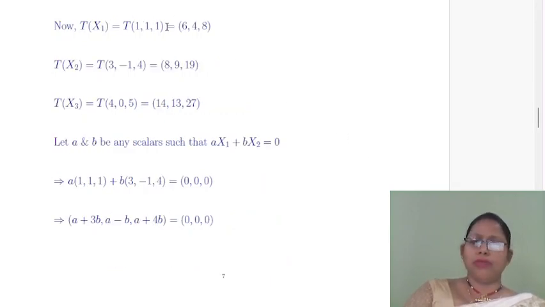The T image of (1, 1, 1) is (6, 4, 8). Likewise, the T image of (3, -1, 4) is (8, 9, 19), and the T image of (4, 0, 5) will be (14, 13, 27).